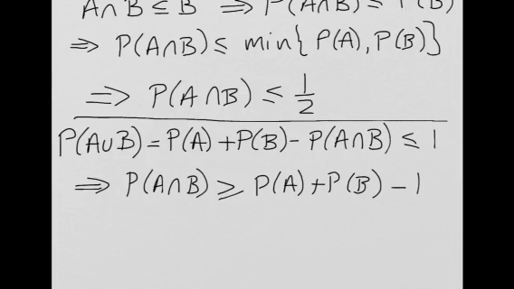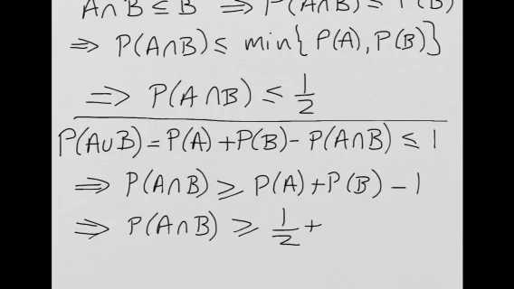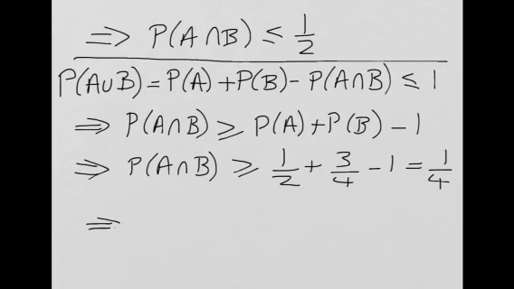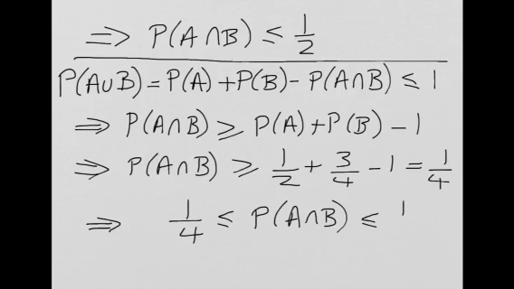Now if we rearrange this inequality, we find that the probability of A intersect B is greater than or equal to the probability of A plus the probability of B minus 1. So substituting in the values for the probability of A and the probability of B, we see that the probability of A intersect B is greater than or equal to a half plus 3/4 minus 1, which is a quarter. Or in other words, we prove the lower bound. And combining that with the upper bound, we prove part A.